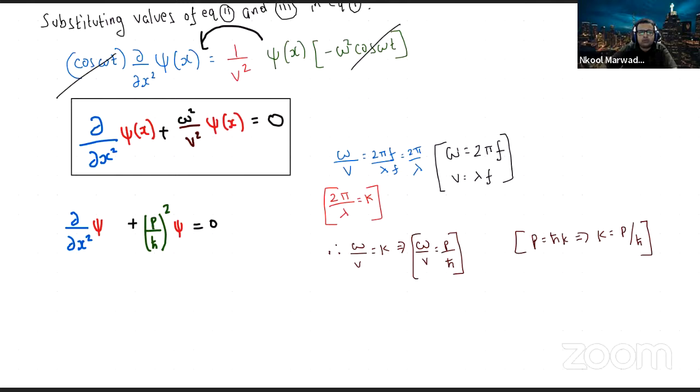Why is it useful? It contains momentum and the reduced Planck's constant, and this wave function is independent of time. And one last discussion we will do.